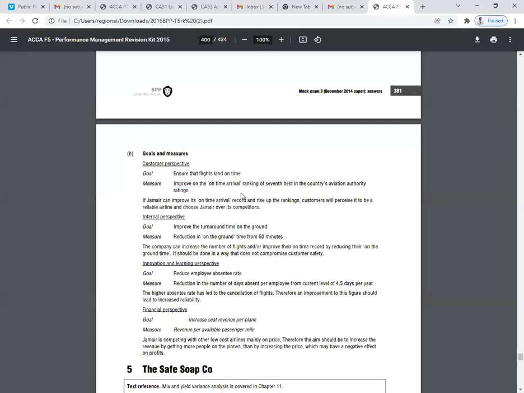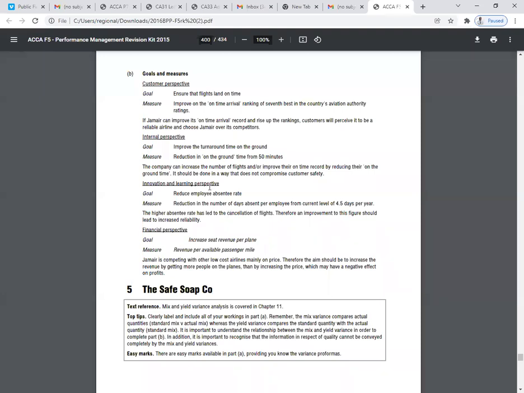If Jam Air can improve its own time arrival record and rise up the rankings, customers will perceive it to be more reliable and choose it over its competitors. And then we have the internal perspective. The goal is to improve the turnaround time on the ground. Measure reduction on the ground time from 50 minutes.